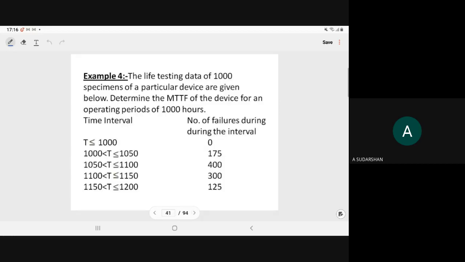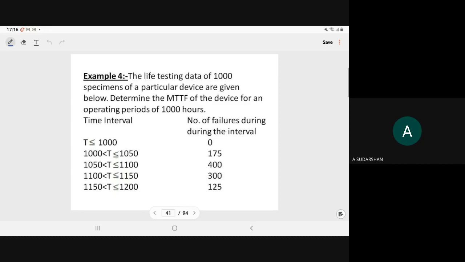If the failure time is not given in that form, if it is given in the interval form, then how can we write it? The same type of question, only the difference is failure time is given in the interval. The life testing data of 1000 specimens of a particular device are given below. Generally for 1000 devices, we present the data in class or in interval. So when we have the data in class, or in range, how do we compute the MTTF? Determine the MTTF of a device for an operating period of 1000 hours.